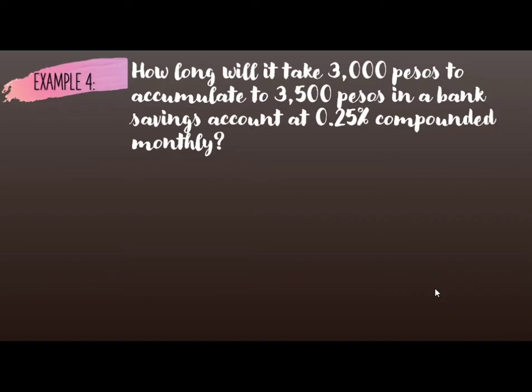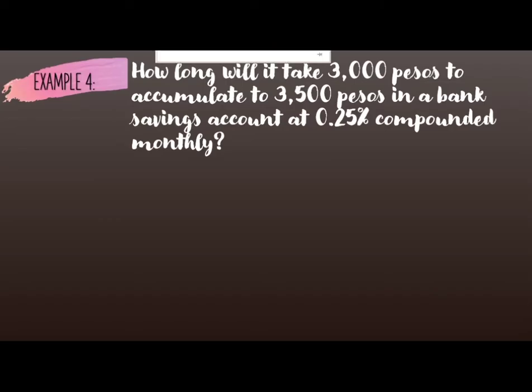Okay, so next, how long will it take 3,000 pesos to accumulate 3,500 pesos in a bank savings account at 0.25% compounded monthly? So, dito naman, ang nawawala is yung time. Ganun daw katagal na yung 3,000 pesos mo magiging 3,500 dun sa bangko na nagbibigay ng 0.25% compounded monthly.